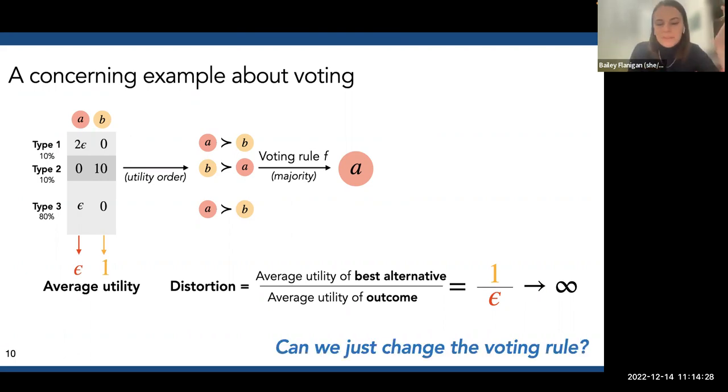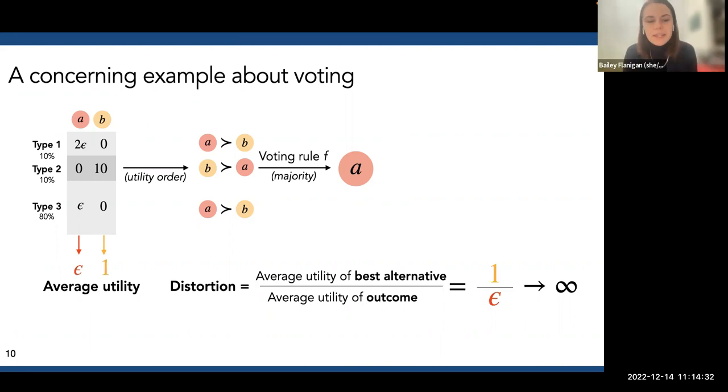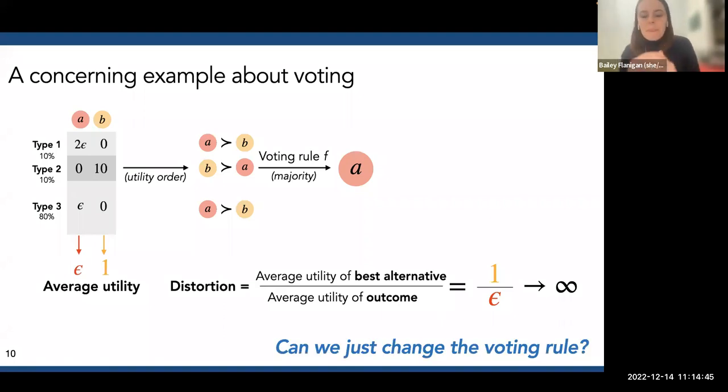Basically everything went right. Everybody voted in the democracy. That's kind of what we want, right? We want everybody to participate. And our voting rule did something extremely sensible, which is that it chose the thing that everybody seemed to want. And the question is, can we just change the voting rule? This is the question that I think a lot of voting theorists tend to ask. It's like, if we could just choose the right voting rule, maybe this would be fine.